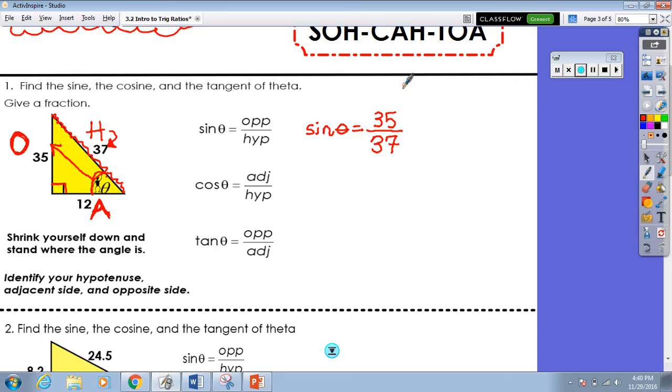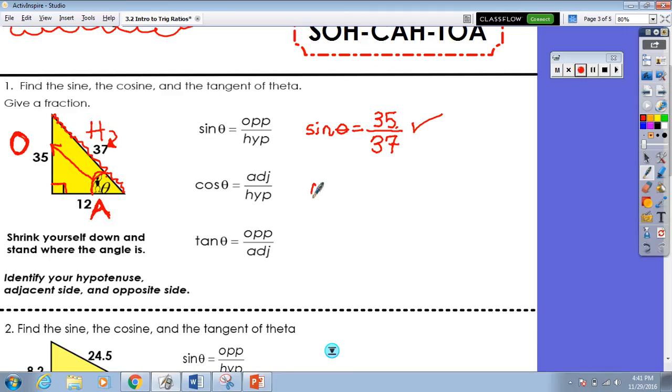Now you do have to make sure that this fraction is simplified. If you don't know if it's simplified, you can just put it in your calculator. Do 35 divided by 37. You get a decimal, hit the math button on your calculator, which is under your green button, and hit enter 2 times. If you get back the same fraction that you started out with, then you know this fraction is already simplified, and we're done. So we have done the sine of theta.